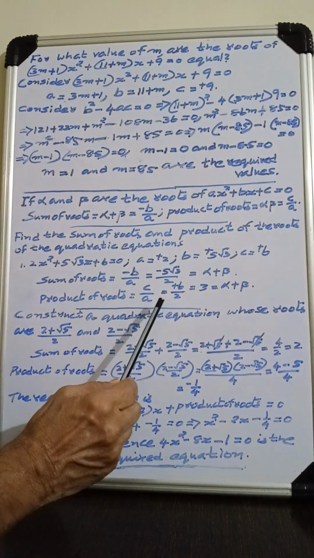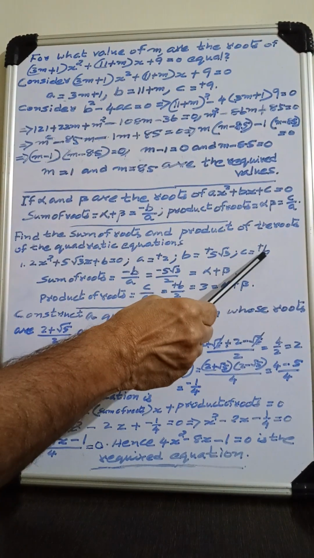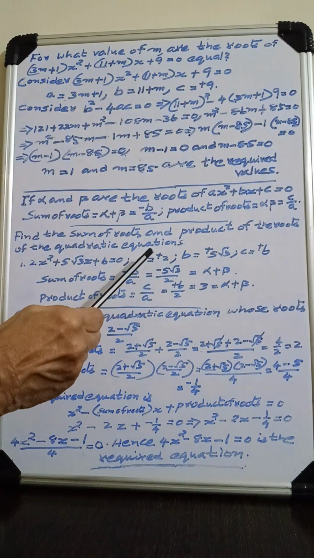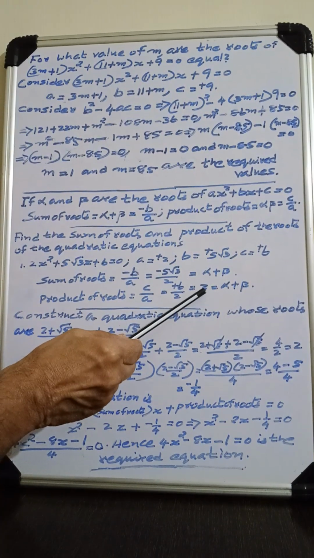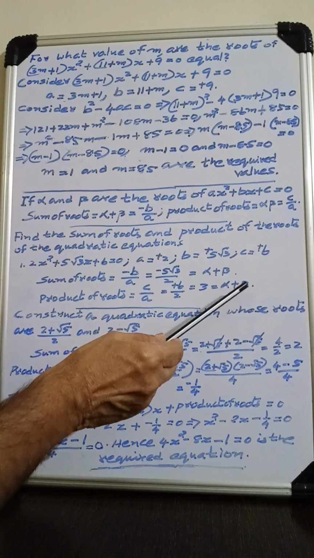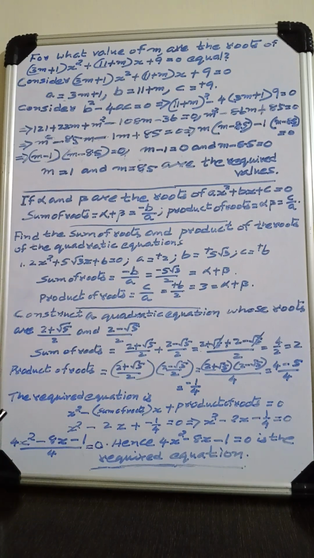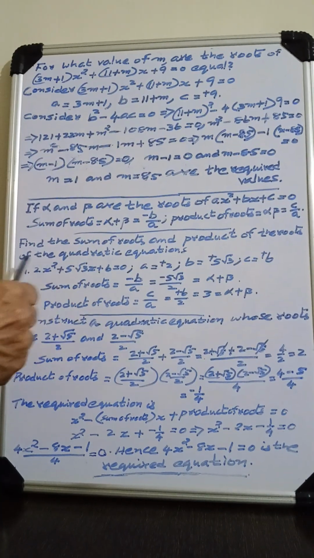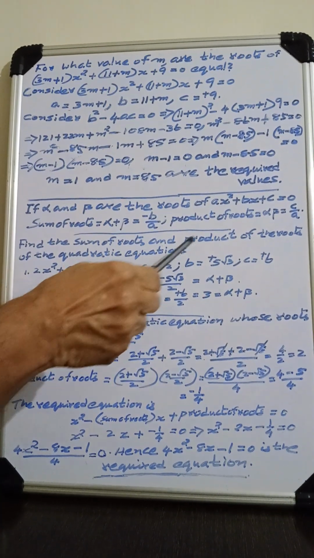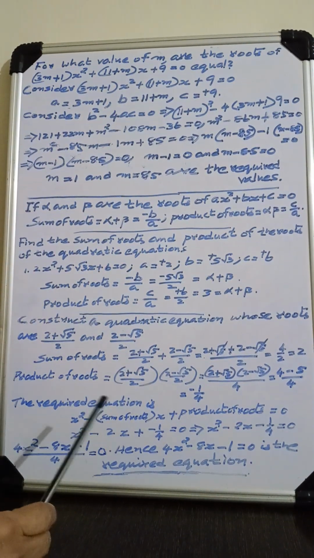Product of the roots equals c by a. c is positive 6 by a, plus 2. Plus 6 by plus 2 gives 3, which equals alpha beta. Therefore, we can conclude the final answer for the sum of the roots and product of the roots.